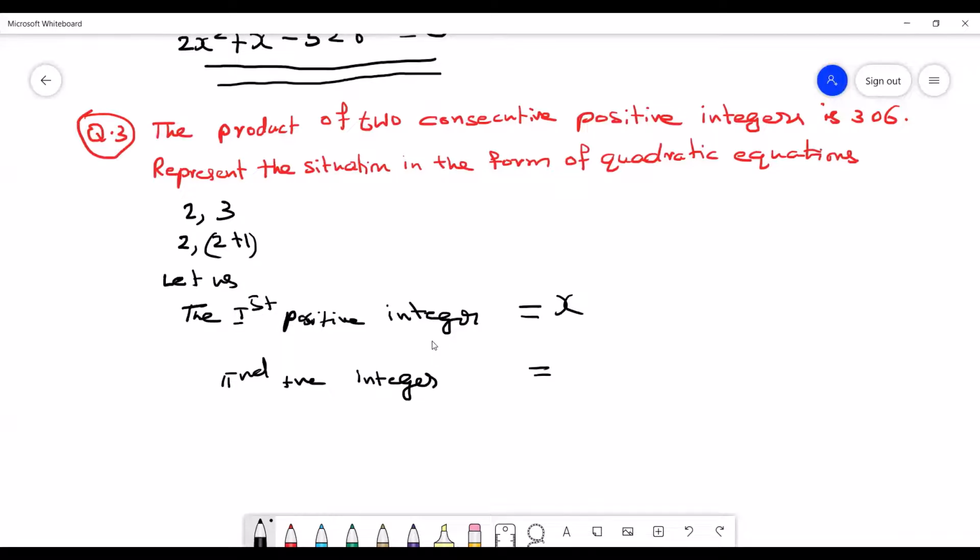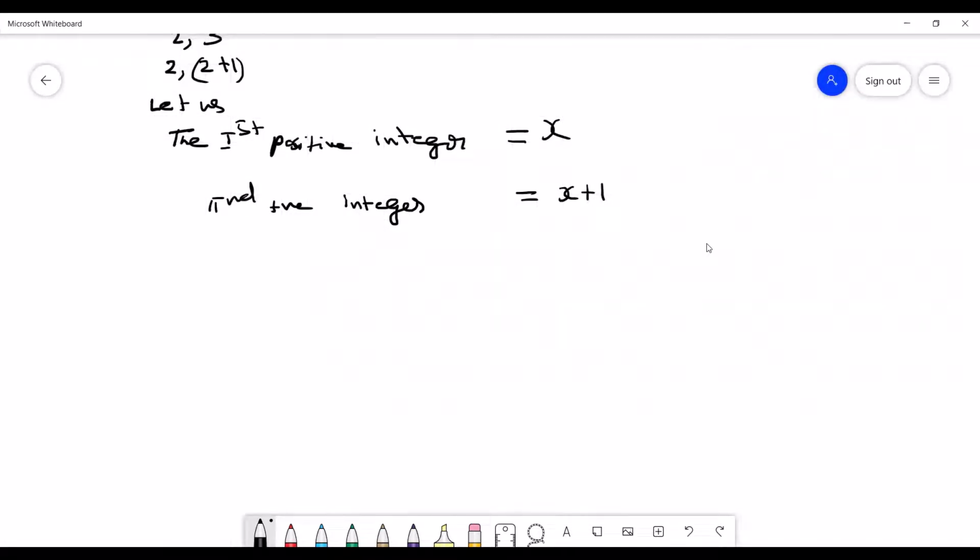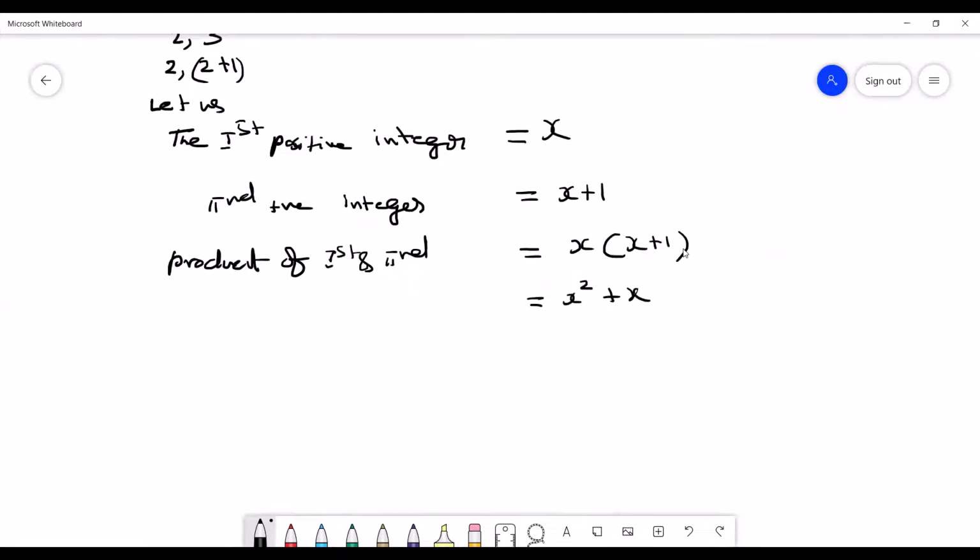Two consecutive numbers I have shown here. If 2 is the first, then the next one is 2 plus 1. So if x is first, then the next one will be x plus 1. And now we can make the product of these. So the product of the first and second is x into x plus 1. So we will get x square plus x.